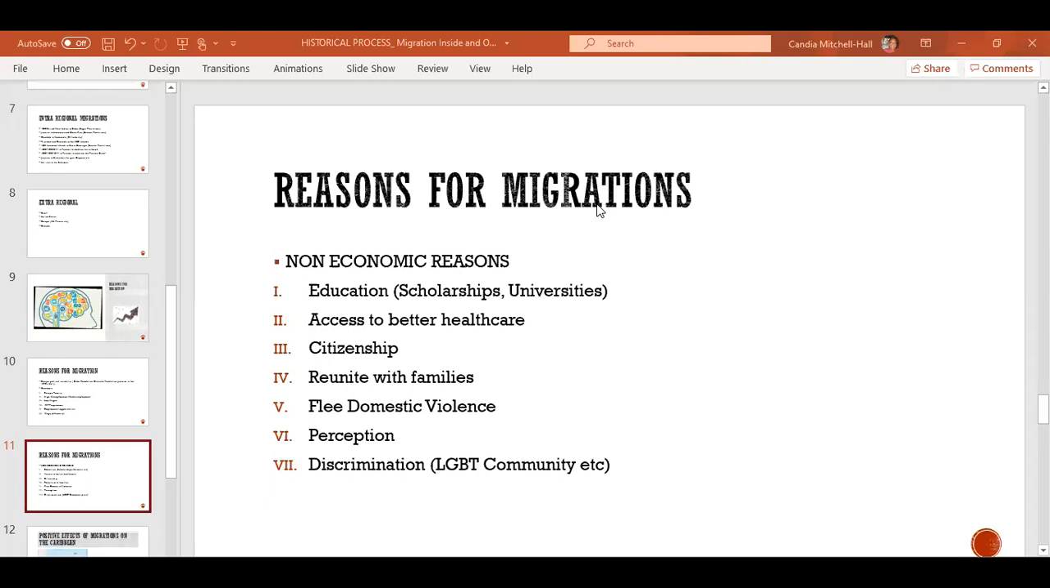So in the US, they think that the healthcare is much better, so people migrate to the US for that. People want citizenship. So for example, when you travel on some Caribbean passports, you get a lot of problems. You have to get a visa, all of these different things. So people migrate because they want to gain citizenship of another country, so they can get a passport and travel freely without any hindrance or having to go to the embassy.